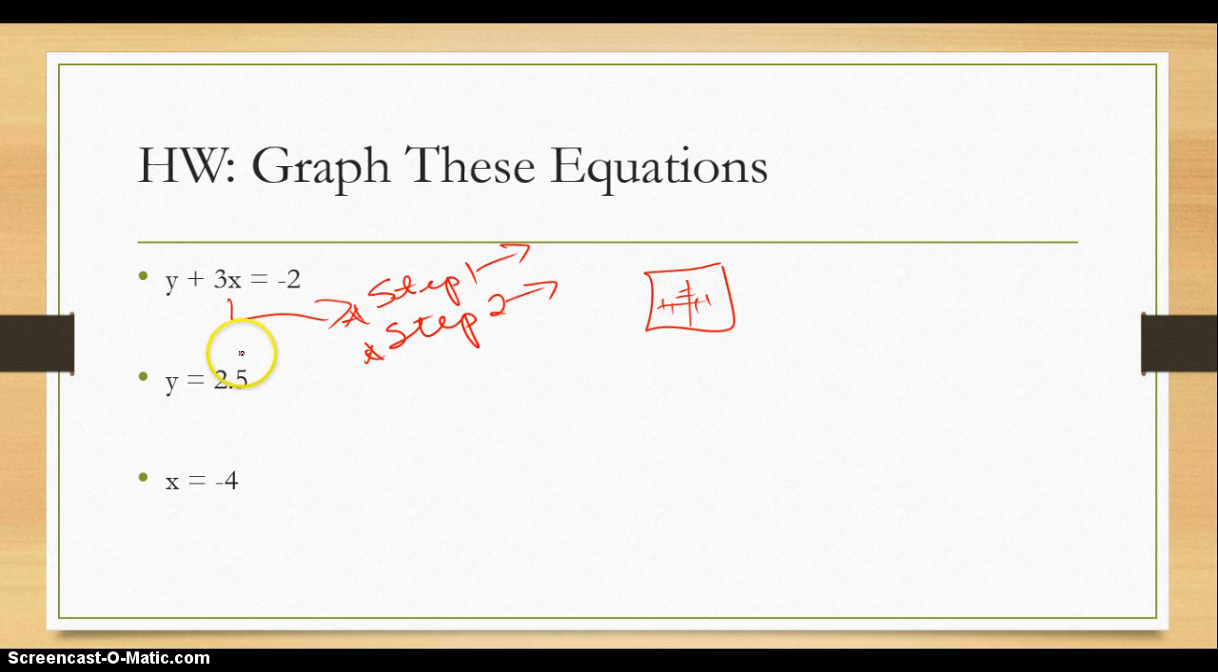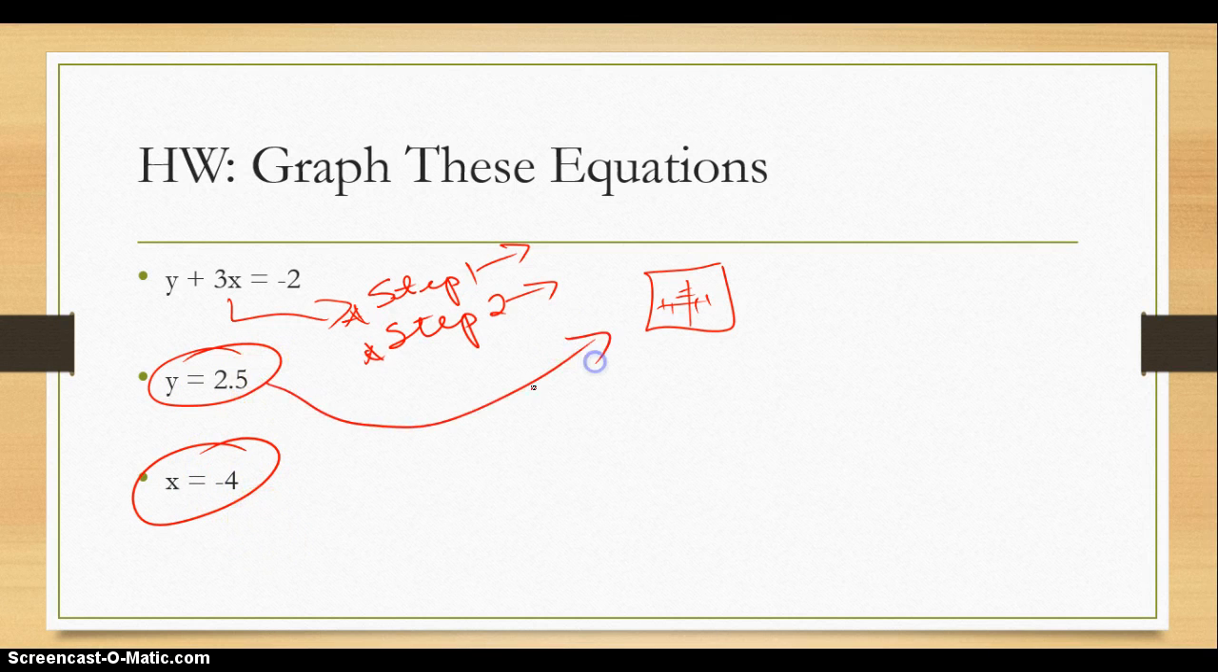For both of these, I just want to see where you graph the line. Think about y equals 2.5. What does that mean? And then x equals negative 4. So graph that. You can graph it right on the same coordinate plane that you create for number 1. And then we'll talk about it in class tomorrow.